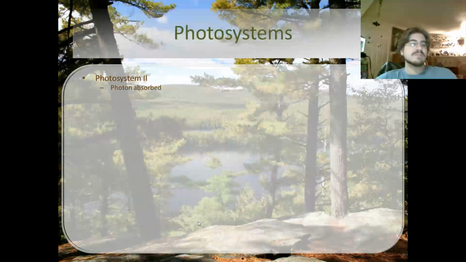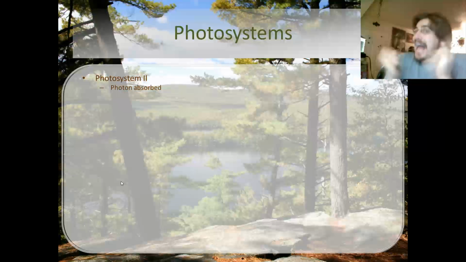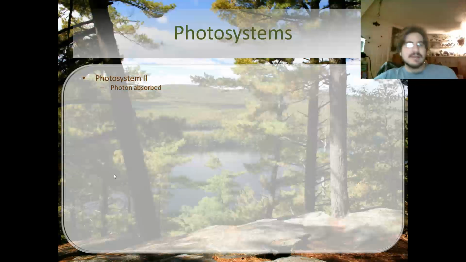Okay, so in photosystem 2, a photon is absorbed. So that's the very beginning. Light impacts a pigment, and that photon is absorbed by the pigment. And what happens when a photosynthetic pigment absorbs a photon? The electrons are excited. Specifically, 2 electrons are excited.